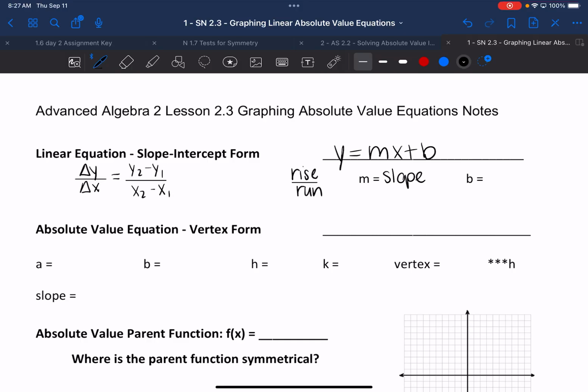Okay, so M is the slope. What is B? The y-intercept, right? Which typically tells us where we will intersect that y-axis, right? Okay.